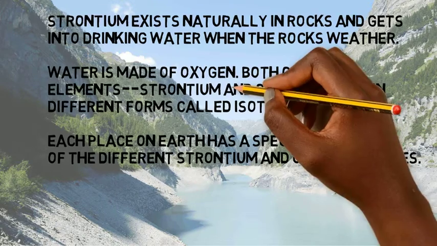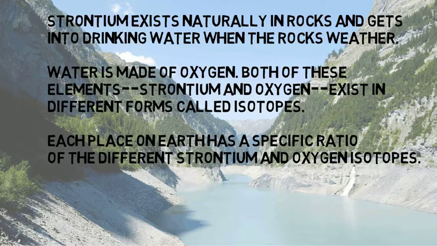Chemistry to the rescue. Strontium exists naturally in rocks and gets into drinking water when the rocks weather. Water is made of oxygen. Both of these elements, strontium and oxygen, exist in different forms called isotopes. Each place on Earth has a specific ratio of the different strontium and oxygen isotopes.